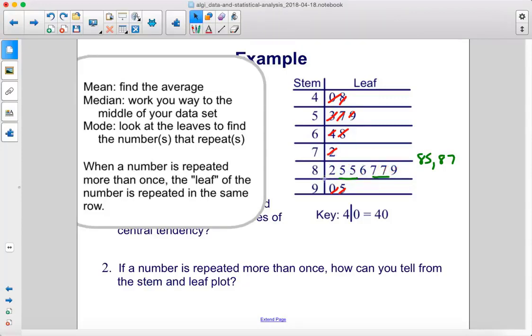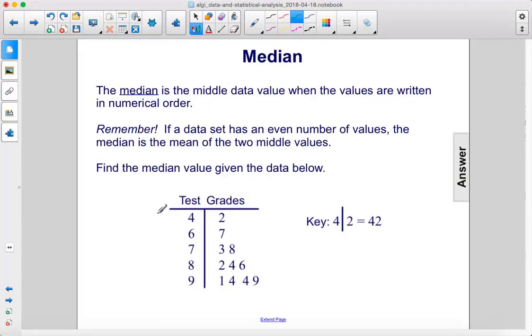So we can see here that 85 repeats twice because there's two 5s, and 87 also repeats twice because there's two 7s. The median is the middle data value when the values are written in numerical order. Remember, if a data set has an even number of values, the median is the mean of the two middle values. Find the median value given the data below.